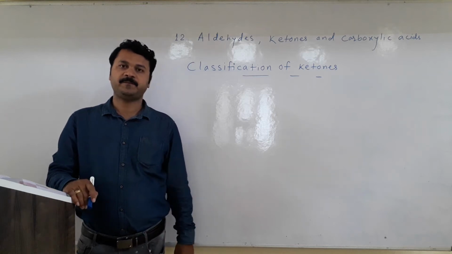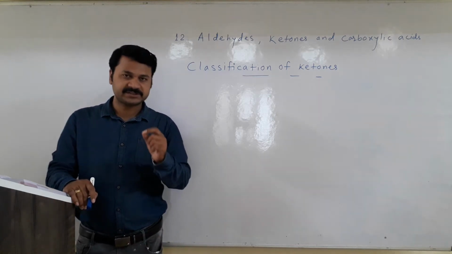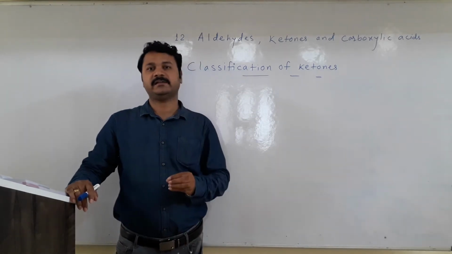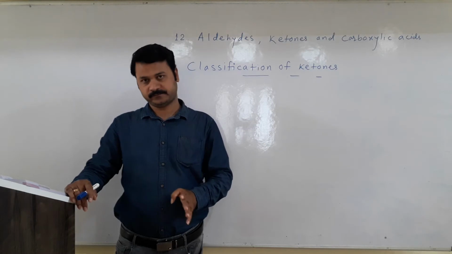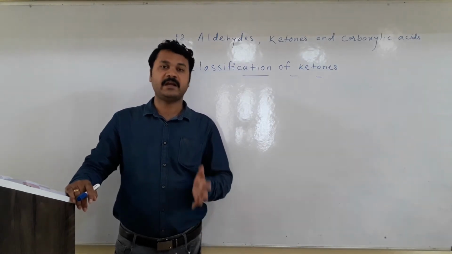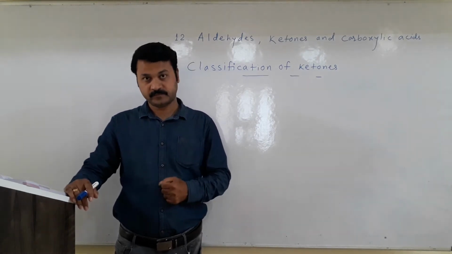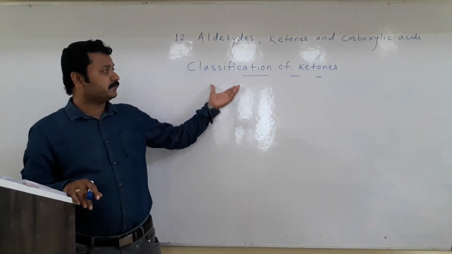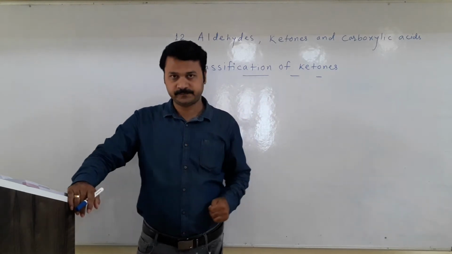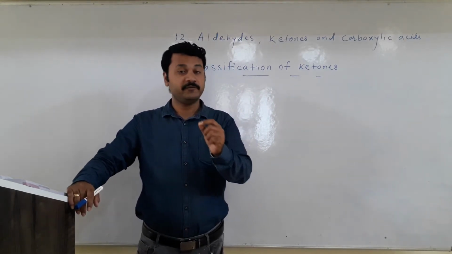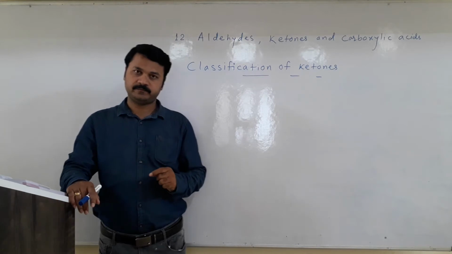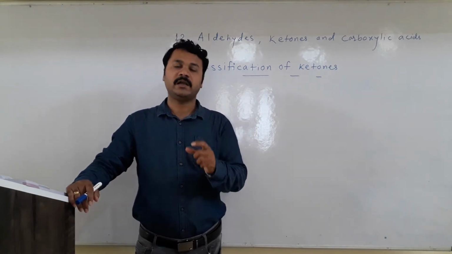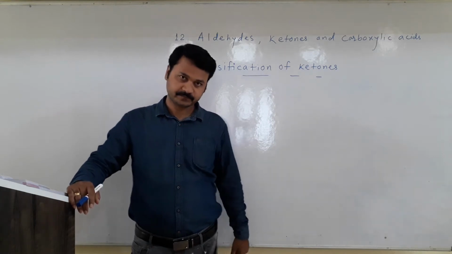We have seen about the introduction of this chapter. Then how to identify aldehydes and ketones. What is the difference between aldehydes and ketones? Then classification of aldehydes. Today we see about the classification of ketones. Ketones in which carbonyl group CO is attached to both the alkyl groups or aryl groups.